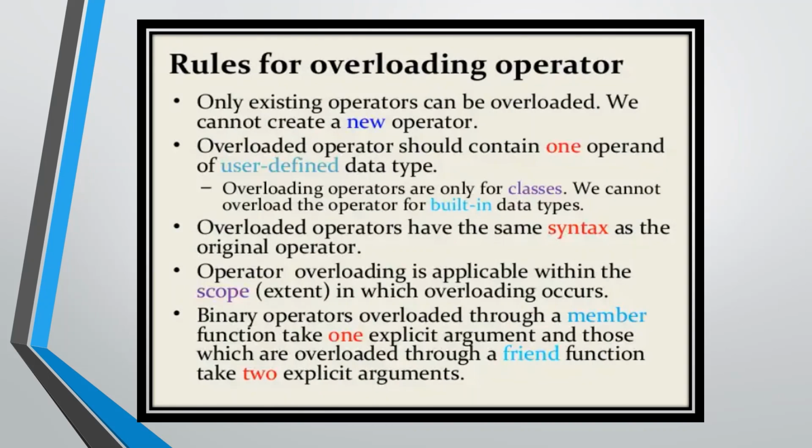Binary operators overloaded through a member function take one explicit argument, and those which are overloaded through a friend function take two explicit arguments. So depending on whether it is a member function or a friend function, it will take those particular arguments. So these are some rules about operator overloading.